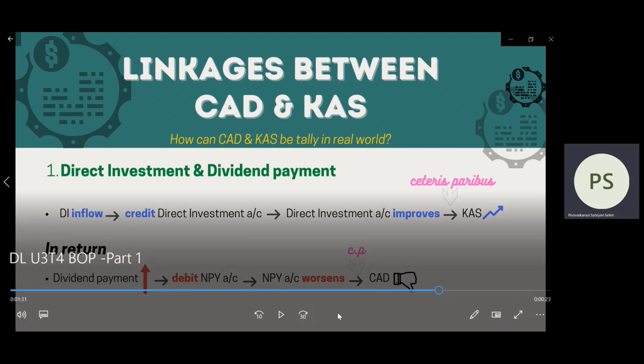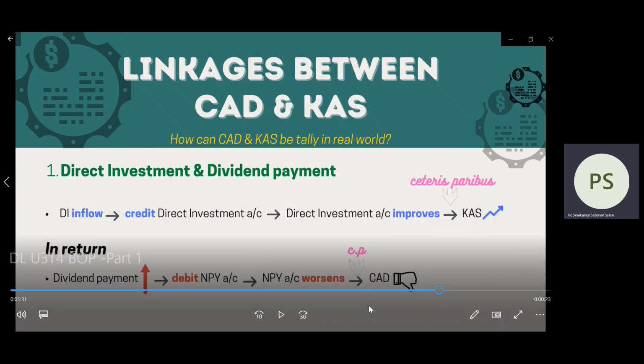Okay, the linkages between your current account deficit and KAS, which reflects capital and financial account. So this current account deficit and capital and financial account have linkages. The first linkage here is in terms of direct investment and dividend payment. For example, if we have more inflow into our direct investment, we will record it as an inflow under financial account. So if we receive direct investment, our capital and financial account, KAS, will be in surplus.